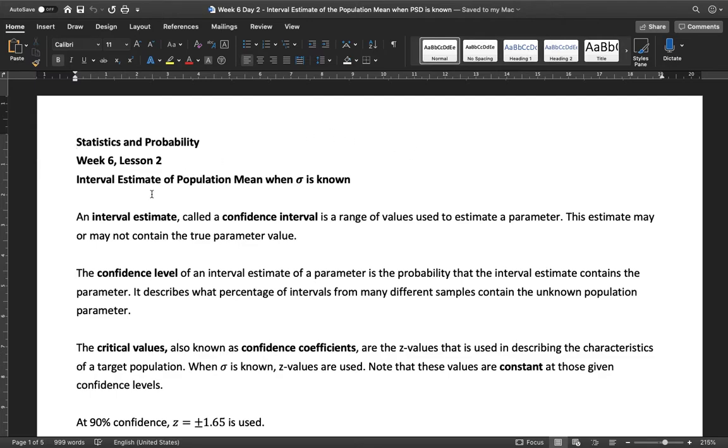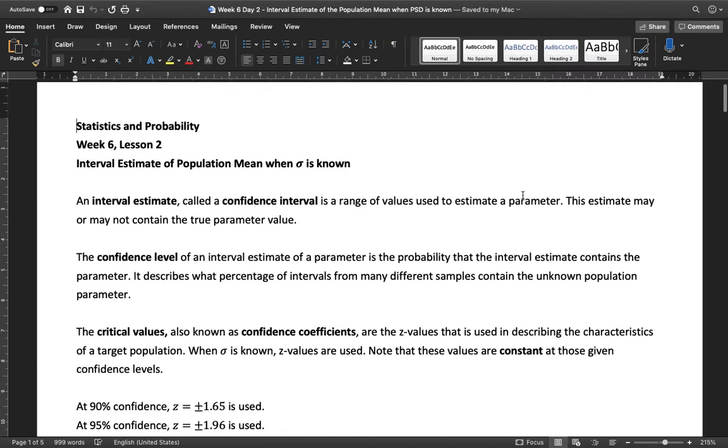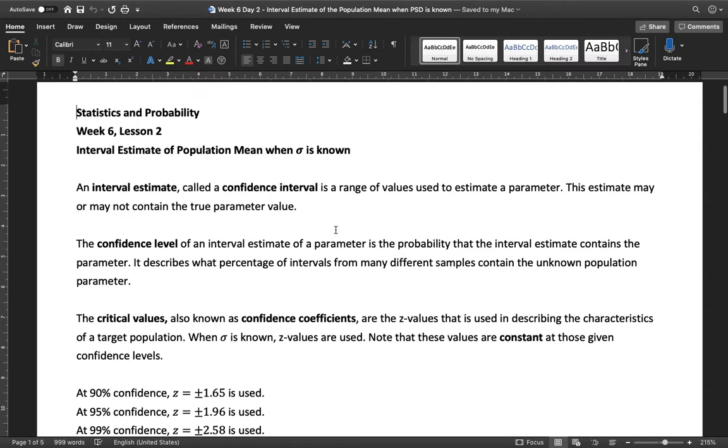So when we talk about interval estimate, otherwise known as confidence interval, it is a range of values used to estimate a parameter. So instead of having just one value, may range of values po tayo. Okay? And this estimate may or may not contain the true parameter value. Remember, kahit range of values siya, at the end of the day, it's still an estimate. So, tinatansya pa rin natin.